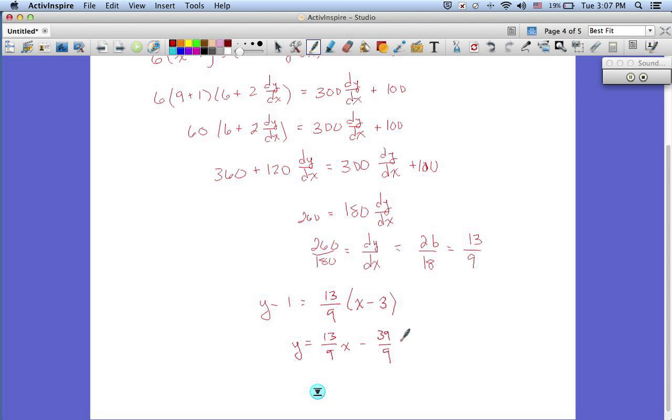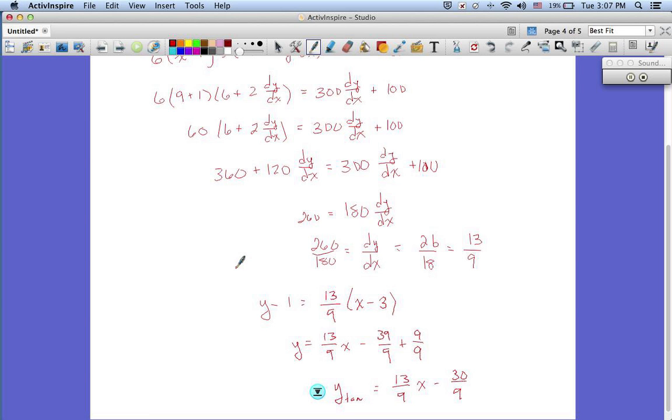And I want to add 1. I'm going to add 1 like this. There's my 1 I'm adding. So final answer, y tangent equals 13 over 9 x minus 30 over 9. And that is the equation of the tangent line to the lemniscate.